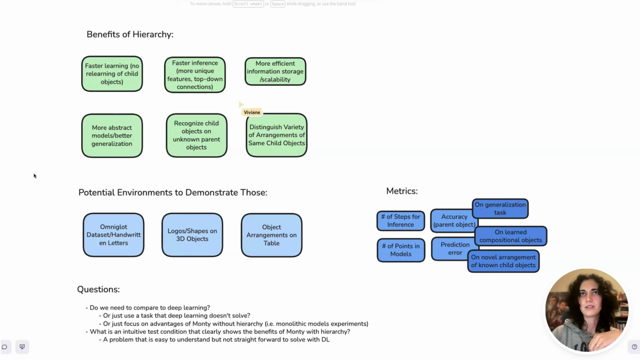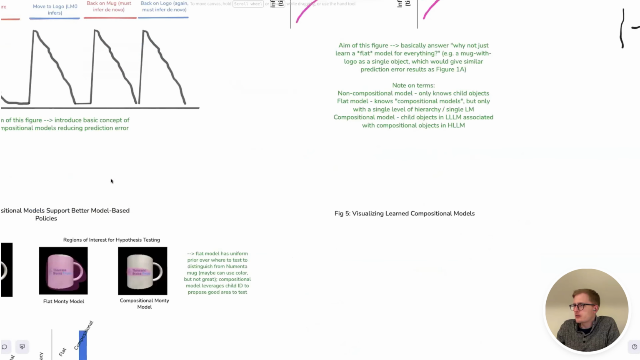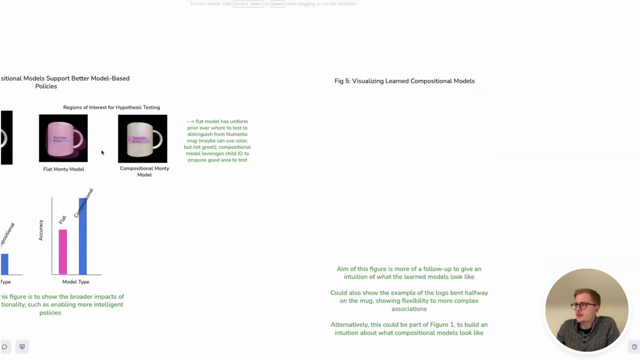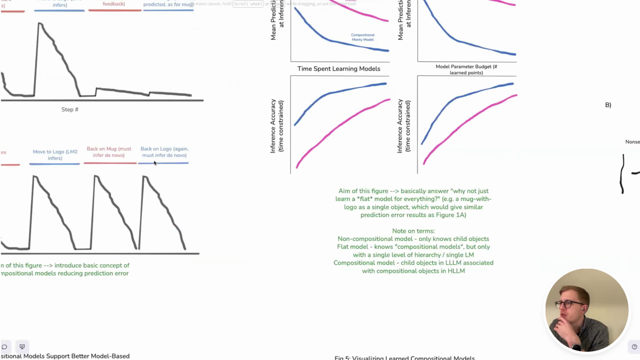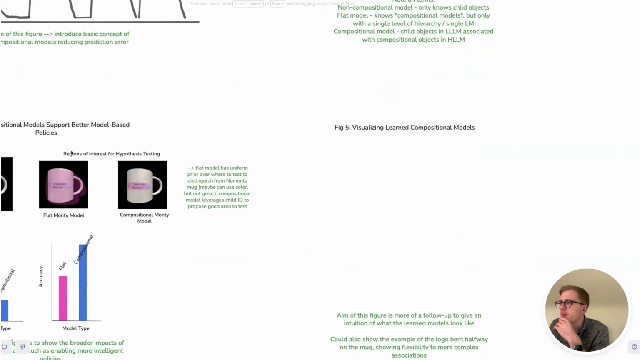Does that make sense? Are there any high-level benefits that I missed that we would expect? No, I think maybe one, not the biggest one, but what I talk about down here is that compositional models could be useful for policies, basically making better model-based policies as well. Because, for example, with the hypothesis testing policy, we can look at the difference in object ID space to inform where to move.